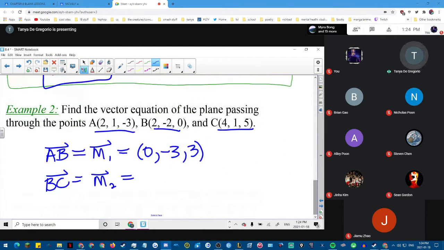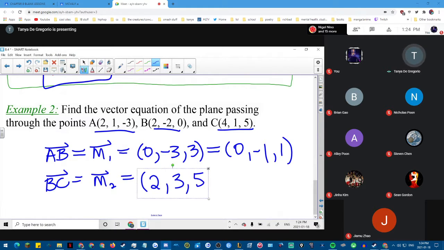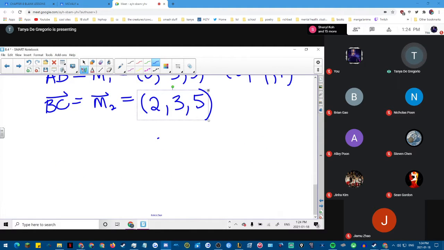Okay, so here, one thing that I want to do is I want to reduce this. We always like to reduce our direction vectors, okay? And then here, if I'm finding BC, I have 2, 3, 5. So I have 2 direction vectors, and all I need is a position vector. I have so many. I can use whichever ones I want. So which one do you want me to use?